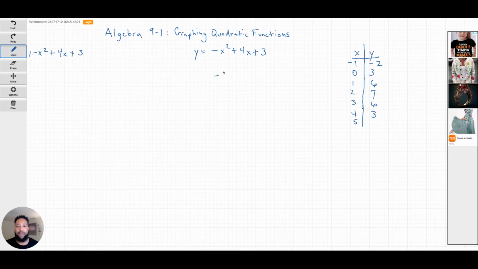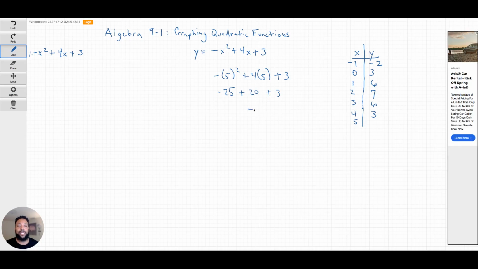We have negative 5 squared plus 4 times 5 plus 3. 5 times 5 is 25, so that's a negative 25 plus 4 times 5, which is 20, plus 3. So basically we have minus 25 plus 20, that's a negative 5 plus 3, which gives us a negative 2.